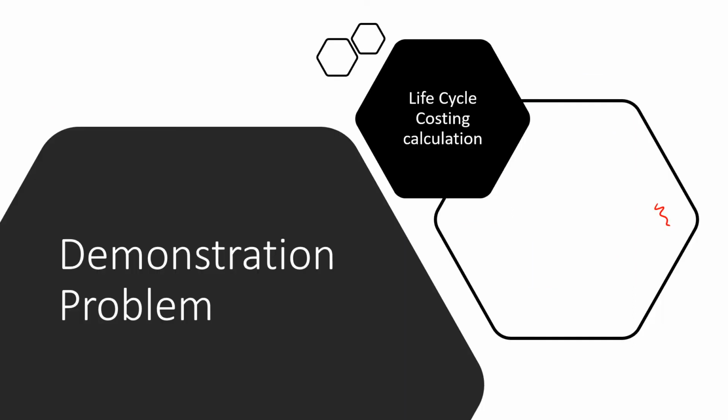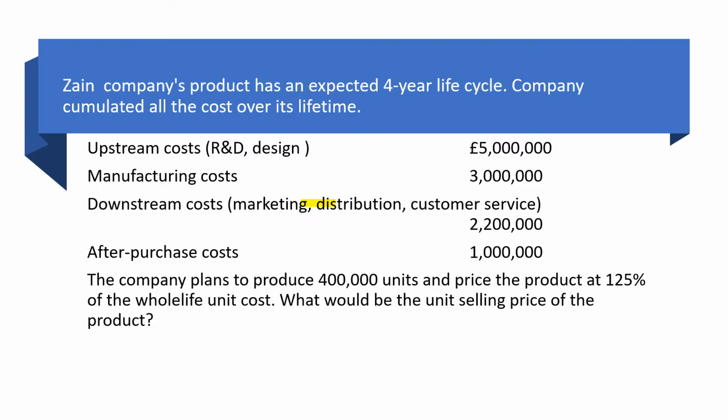Let's look at an example of how the life cycle costing is calculated. So in this case, we have a product with a life cycle of 4 years, and the company gave us all the information related to upstream, manufacturing and downstream cost. The company says that they are producing 400,000 units, and the selling price is going to be based on 125%. That means 25% is the markup on the cost of the product, and the cost is calculated based on life cycle costing, and we are required to calculate the selling price per unit.